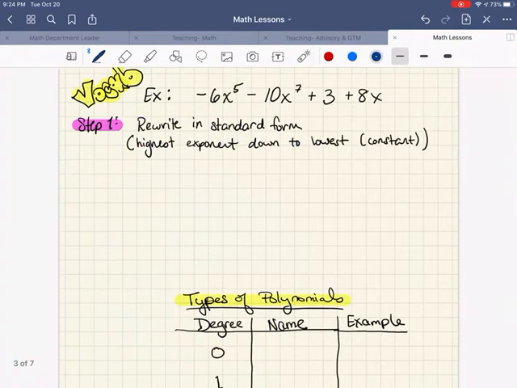Okay. So now we're going to continue. So first we want to see how would I simplify something like this and associate a lot of the vocab we've been learning. So the first thing I always have to do is write something in standard form.